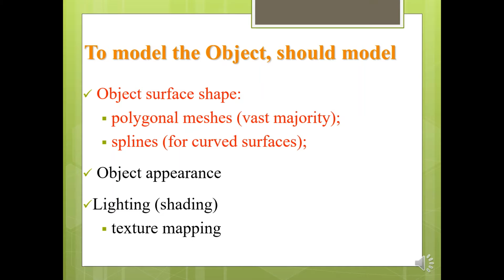In order to model the object to be used in the VR environment, we should model the object surface shape. This is the first thing that we should pay attention to. We need to model the object surface shape, and we also need to consider the object appearance, and also lighting, which is considered in texture mapping. So let's look into the first component first, the object surface shape, or in terms of polygonal object.